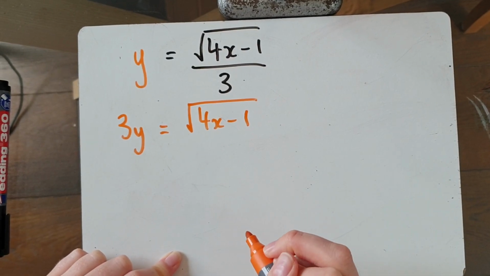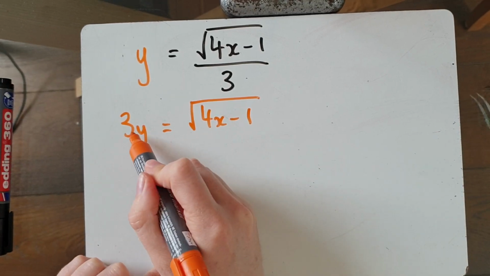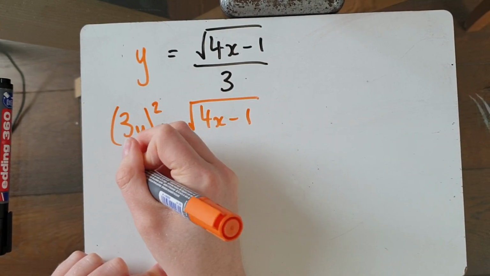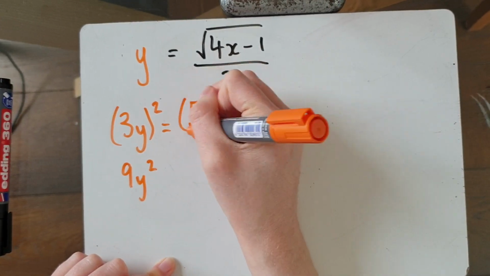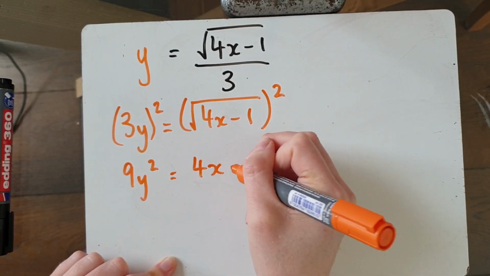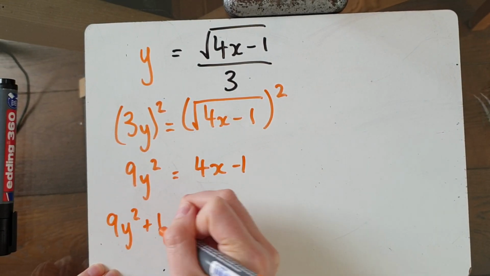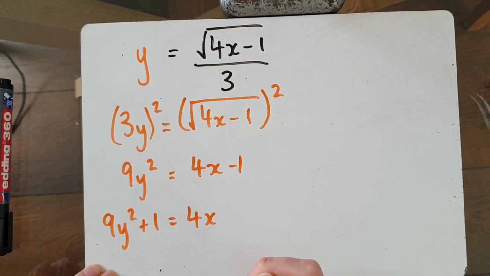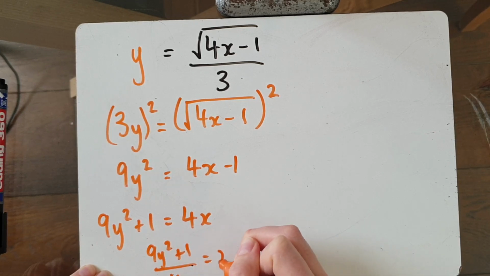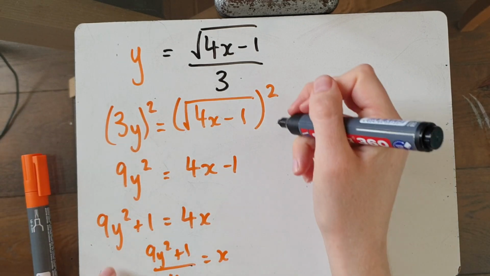Then I need to square both sides. If I square both sides, this side I square the whole thing. So it's going to be 3y all squared, which is 9y squared. This side I'm going to square the whole thing, which will just get rid of the square root, and I'll have 4x minus 1. Add 1 to both sides. And then finally divide by 4. So x equals 9y squared plus 1 over 4.